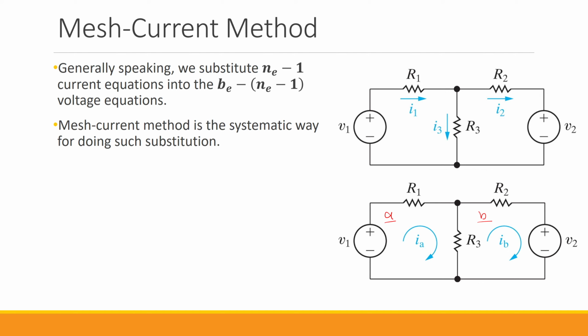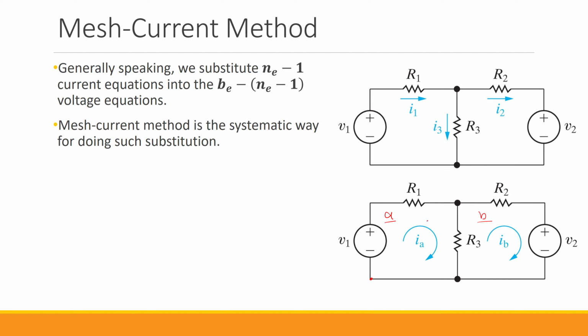So generally speaking, we usually substitute the NE-1 current equations into the BE-N-1 voltage equations. That is something that we did in the previous slide. So the mesh current method is a systematic way of doing such substitution. So now that we have this, let's just write the linear equations based on the currents that we have defined.